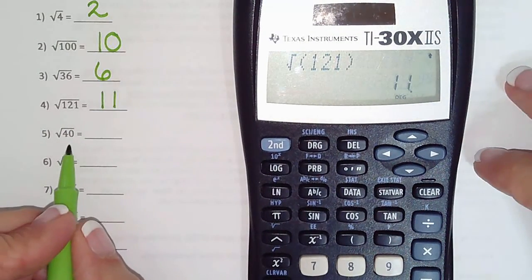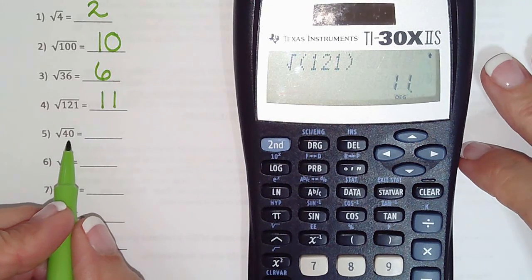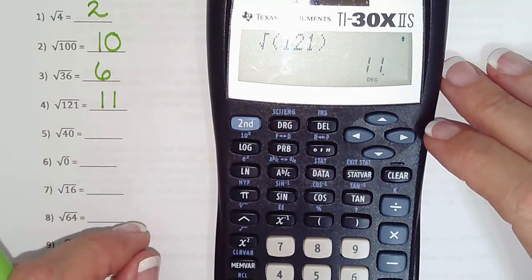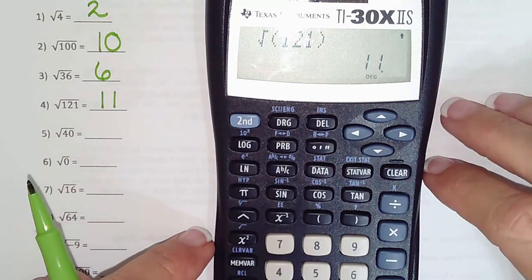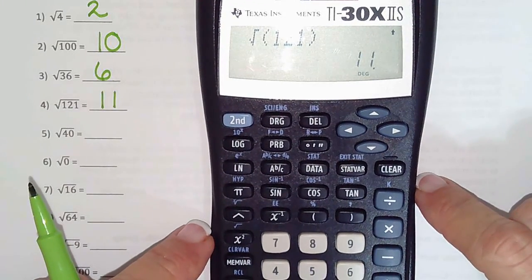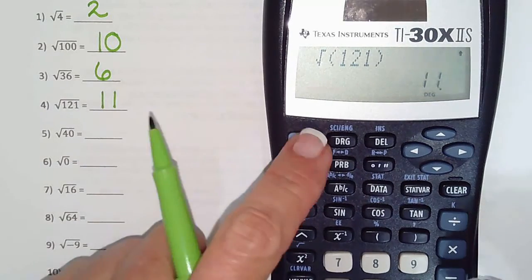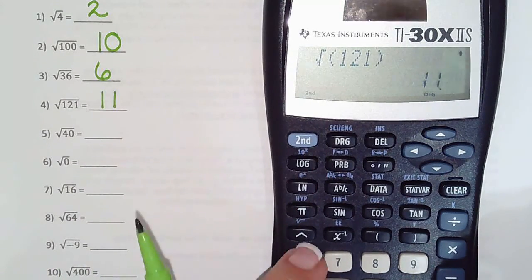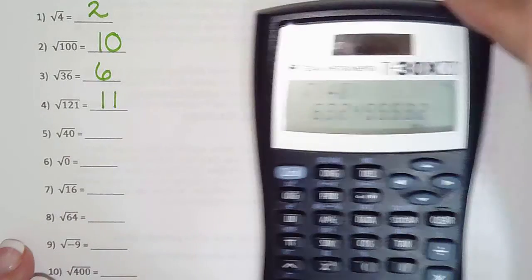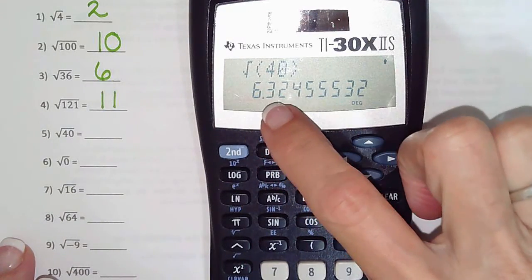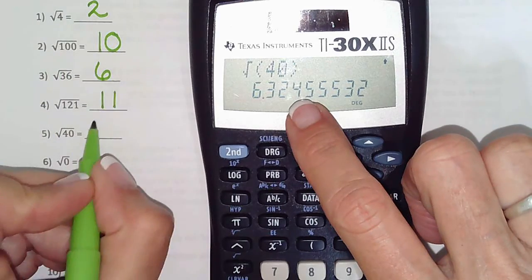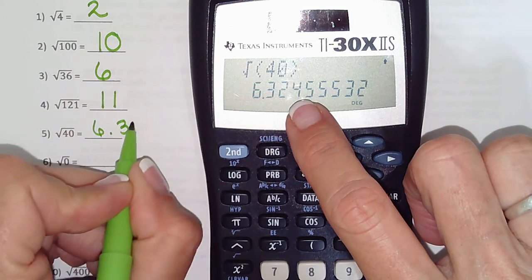Ooh, 40. Is there any number times itself which will give me 40? No, because 7 times 7 is 49. 6 times 6 is 36, so we skip 40. So let's go ahead and put that in our calculator. Second, x squared, 40, and it said nearest thousandth in the directions, so 6.324 followed by a 5 says make it 5. So 6.325.